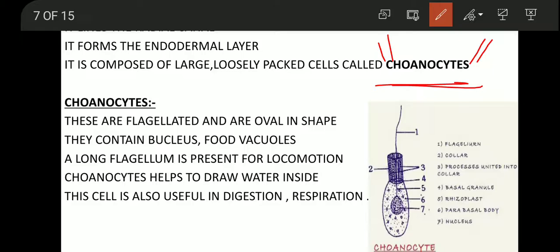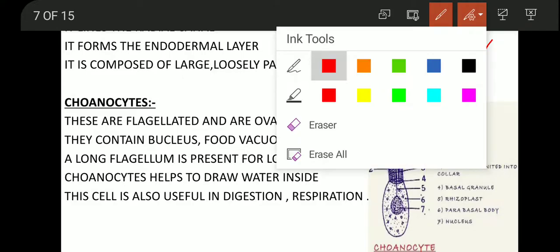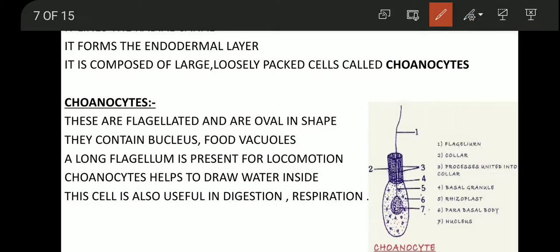Now let's see how a choanocyte looks. This diagram you see here is an entire choanocyte. They are flagellated. We see a flagellum here, number one represents the flagellum. I prefer you to take a screenshot of this or note it down in your book. It is oval in shape. Oval means somewhat egg-like in shape.